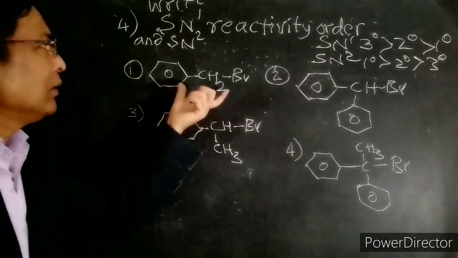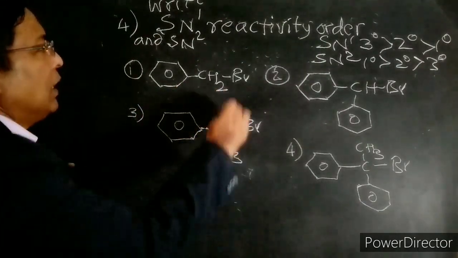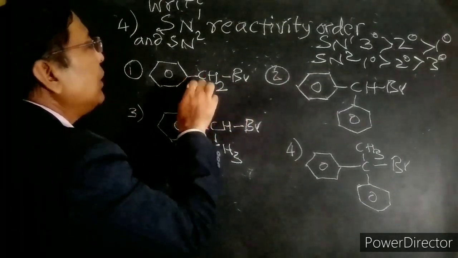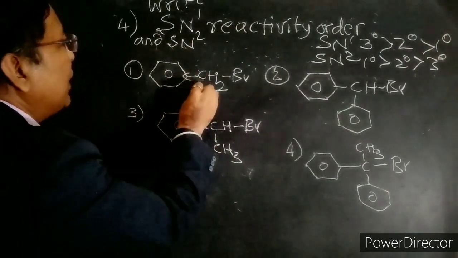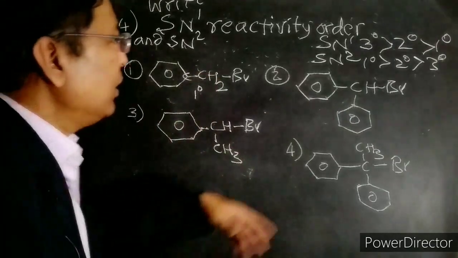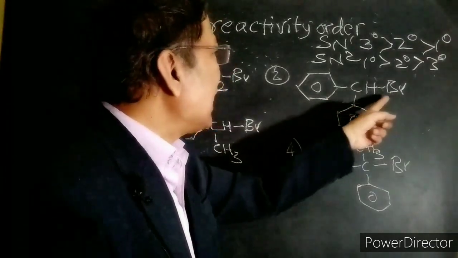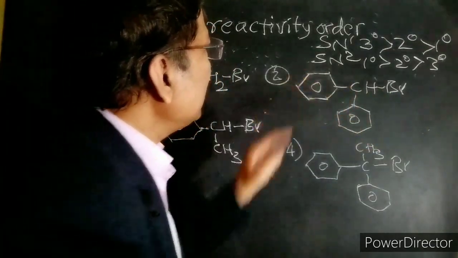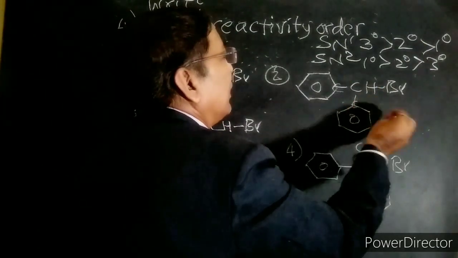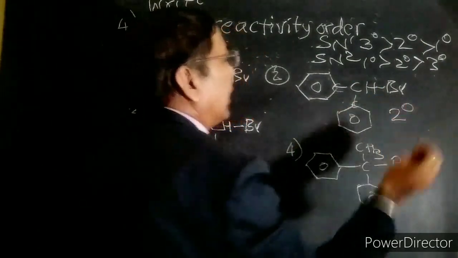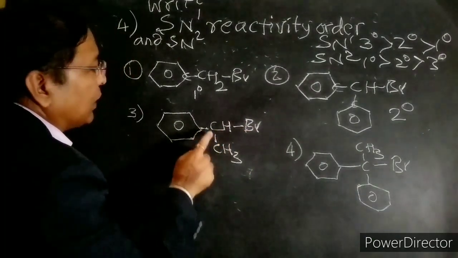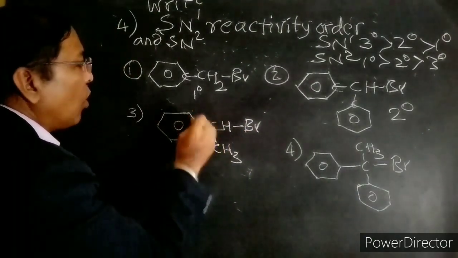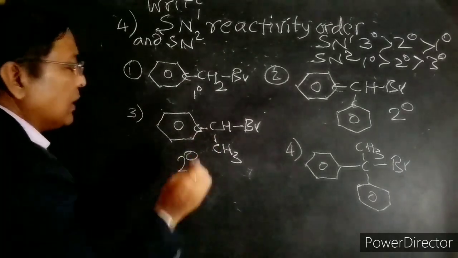Let us find the degree of these molecules. The bromine is attached to a carbon. This carbon is attached to one more carbon. That means it is primary. And here the bromine is attached to a carbon. That carbon is attached to 2 other carbons. Therefore this is secondary. And in this molecule the bromine is attached to a carbon. That carbon is again attached to 2 other carbons. Therefore this is also secondary.